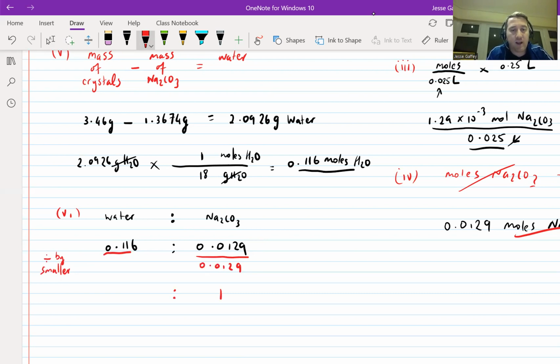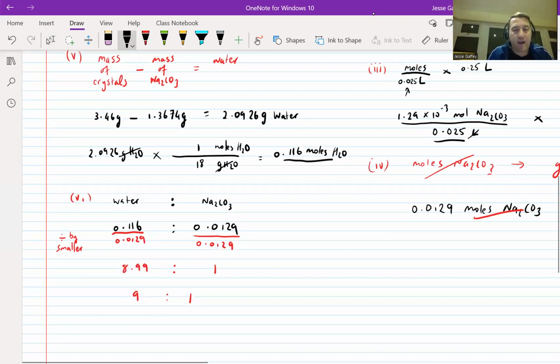But then what we're interested in is how many times does it divide into this one? Okay, so getting your calculator, and we're doing 0.116 divided by 0.0129, and the answer there is 8.99, which we're going to round to 9. So 9 to 1, which means that there's 9 waters for every 1 Na2CO3. And that tells us that the value of X here is Na2CO3 dot, and there are 9 water molecules. So dot 9 H2O, because there's 9 times as much water as there is sodium carbonate. So here is 1 sodium carbonate, 9 waters.